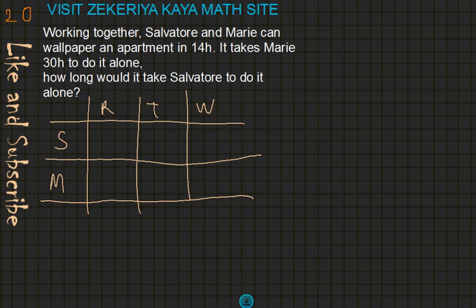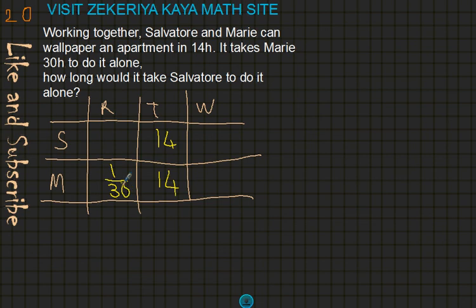If they work together, they will finish this job in 14 hours. So, if I make both work for 14 hours, the job will be completed, the work will be done. Secondly, we must write the rate. It takes Mary 30 hours to do it alone. Mary is given as 30 hours and her rate will be 1 over 30.